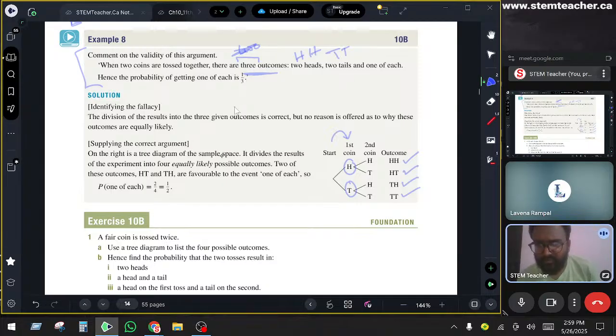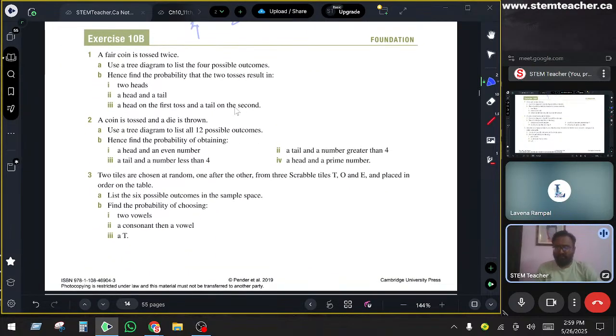On the right hand side, the tree diagram has the sample space. It provides the results of the experiment for four equally likely possible outcomes. Two of head-tail are favorable to the event. The total outcomes are four, but we need one of each, meaning one head and one tail. So what are these outcomes? Either head tail or tail head. There are two favorable outcomes, but the total will be four. The answer will be 1 by 2.